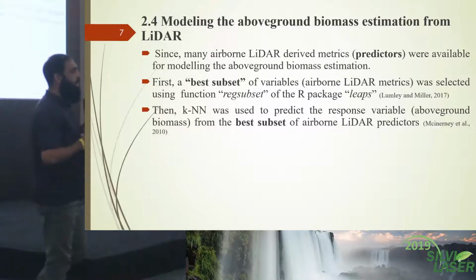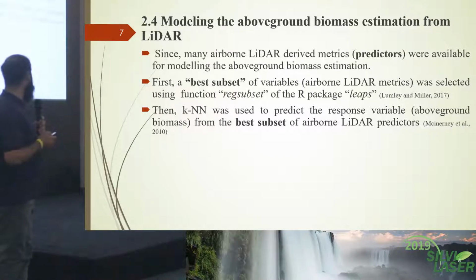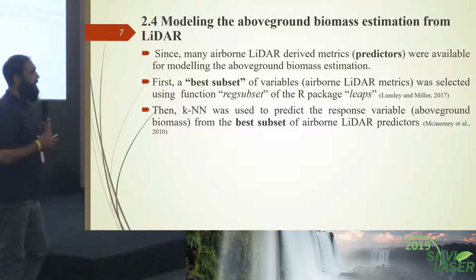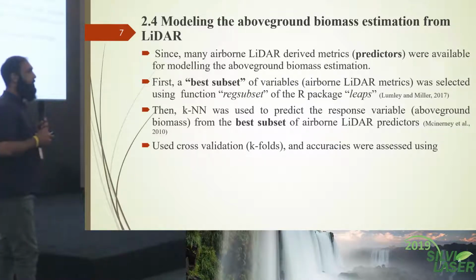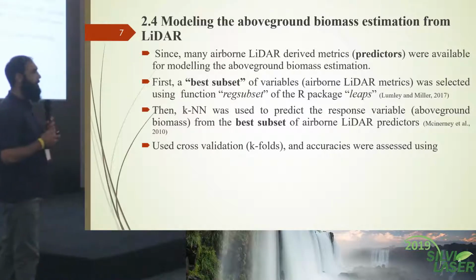And then we used the KNN method with the best subset, and we predicted the above ground biomass in each forest structure and the overall data. We used k-fold cross-validation. So in our case, we used 10-fold cross-validation. Like we divided the data into 10 folds, 10 groups. We removed, for example, the first fold. We fitted the model with the 9 folds, and we predicted the first one, and then we removed the second one, and so on.